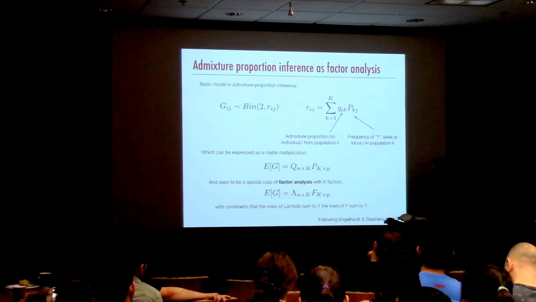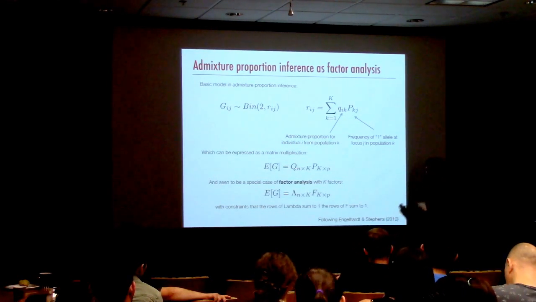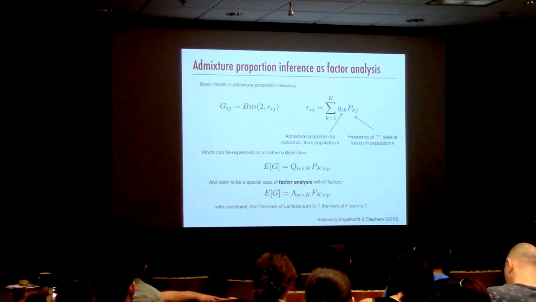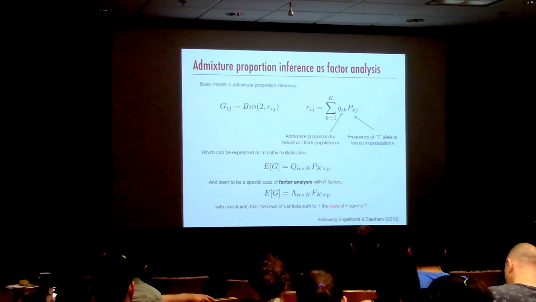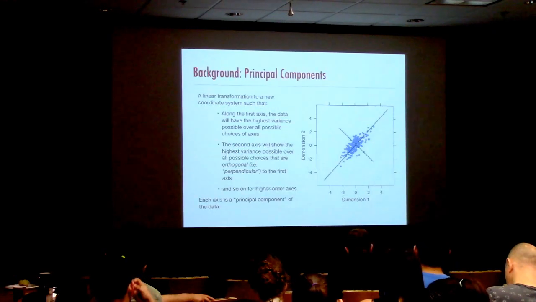But we have constraints here: these Q are a vector of proportions, so the rows of this sum to 1. And then these factors, being allele frequencies, are also rows that sum to 1. Okay, so it's a kind of constrained factor analysis. All right.